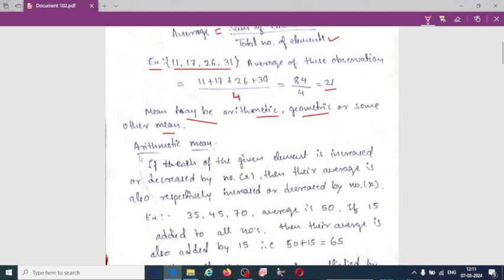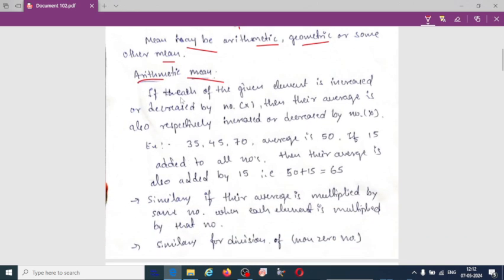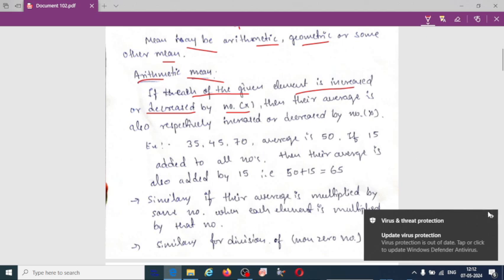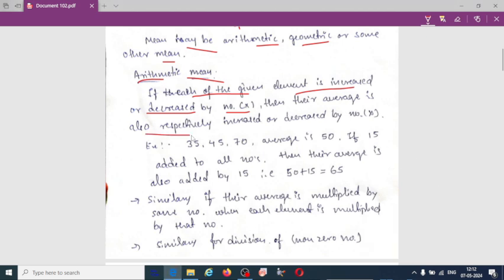Next, arithmetic mean. If each of the given elements is increased or decreased by some number, then their average is also increased or decreased by that number. Let us take one example here. If we have this group of numbers 35, 45, 75, if we add and divide by 3, we get the average 50. This is the average.